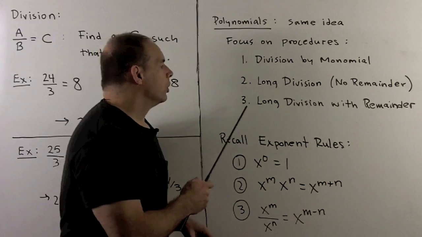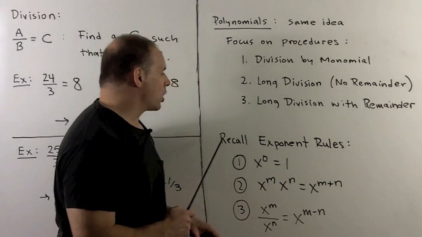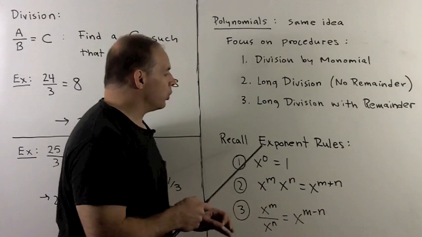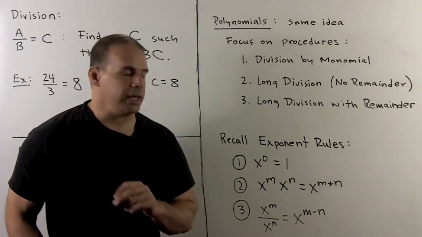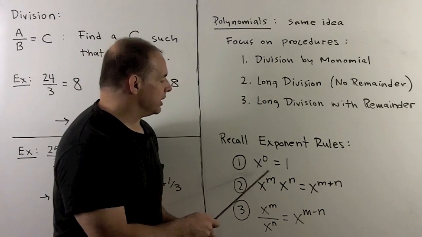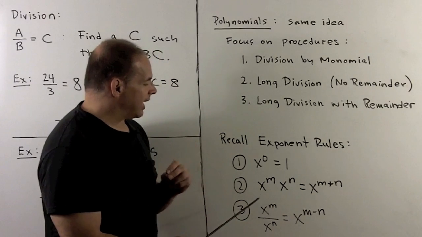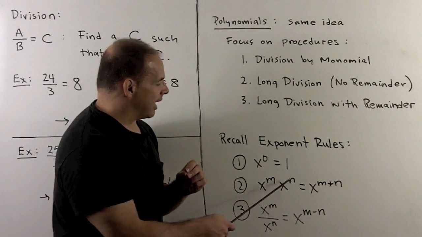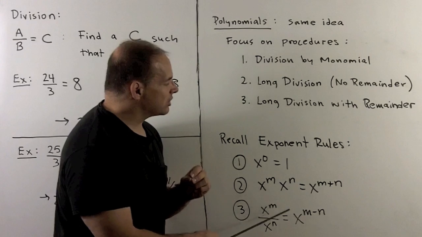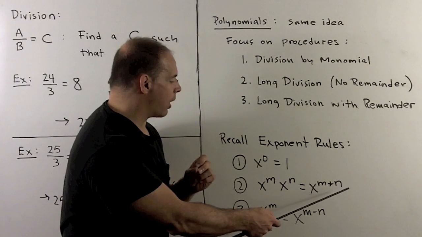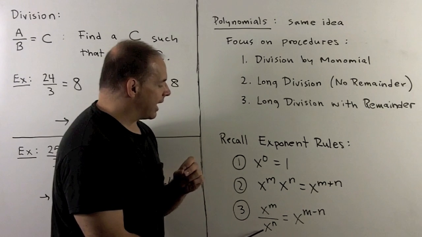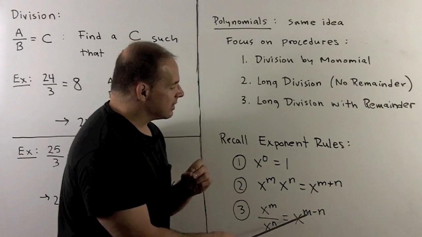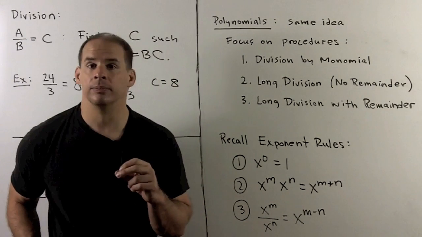Now, before we go into this, let's recall the tools that we're going to need. We'll need exponent rules, 3 rules that I need. x to the 0 is equal to 1. If I take x to the m times x to the n, we just add the exponents, so I get x to the m plus n power. If I divide x to the m divided by x to the n, then I'll get x to the m minus n.